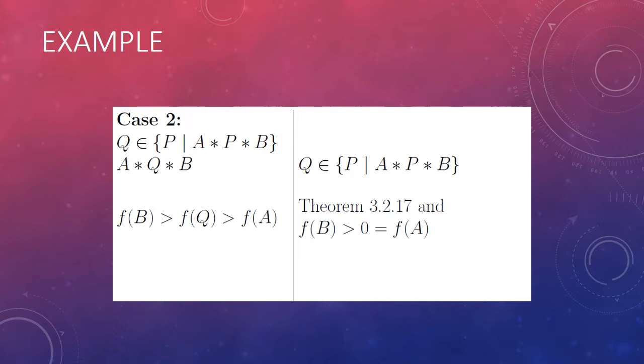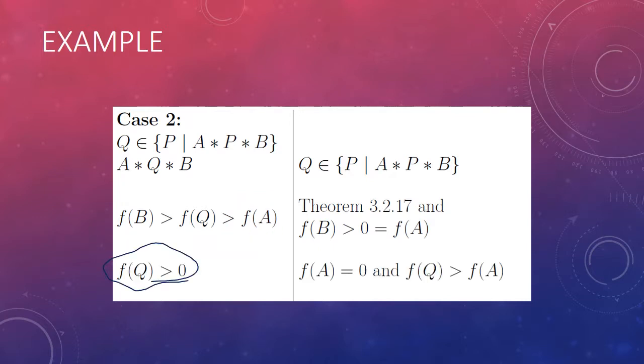Theorem 3.2.17 says that if Q is between A and B, then either this is true or the other way around. Except that we already know that f of A has to be smaller than f of B, so there's no way for the inequalities to be going this way. So the inequalities have to go this way in greater size, and that tells us where f of Q has to be. It tells us that f of Q has to be strictly greater than 0 because that's what f of A is. So that, of course, means that f of Q is greater than or equal to 0, which was our goal in order to get it in that other set.